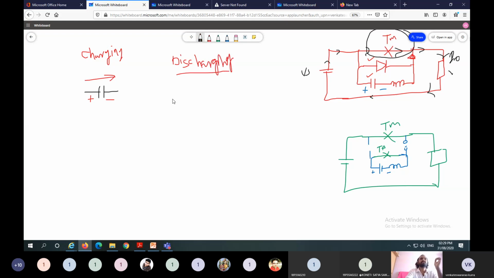In the discharging condition, the polarities are the same, but the direction of current is opposite. Coming to the inductor. This one is the inductor. While charging, the direction of current is like this, and the polarities are like this.